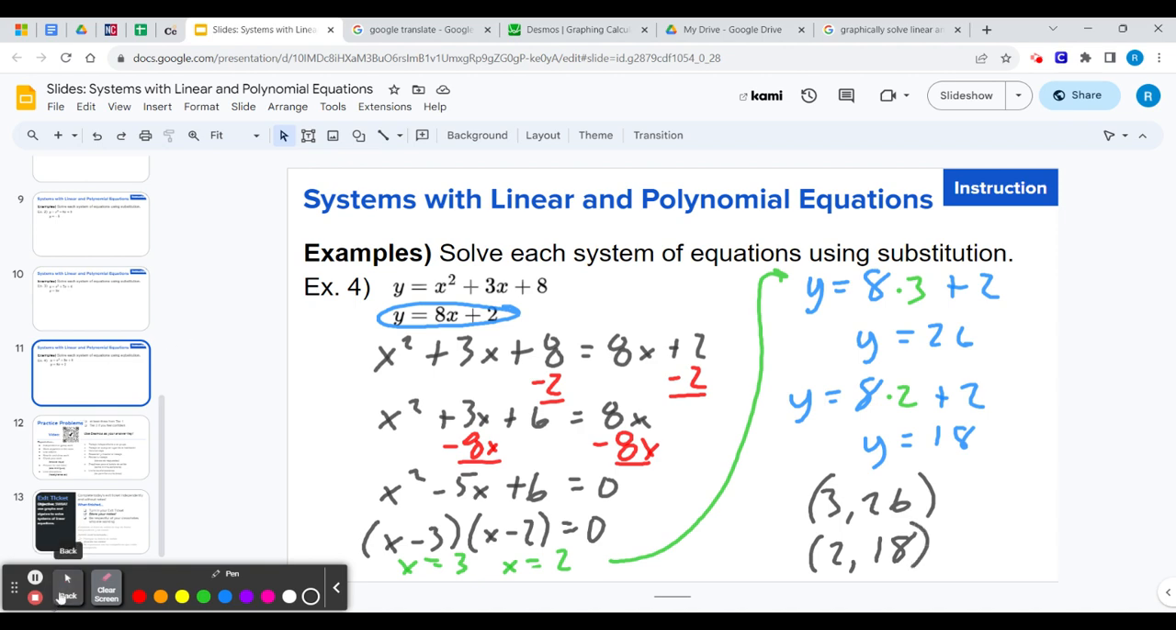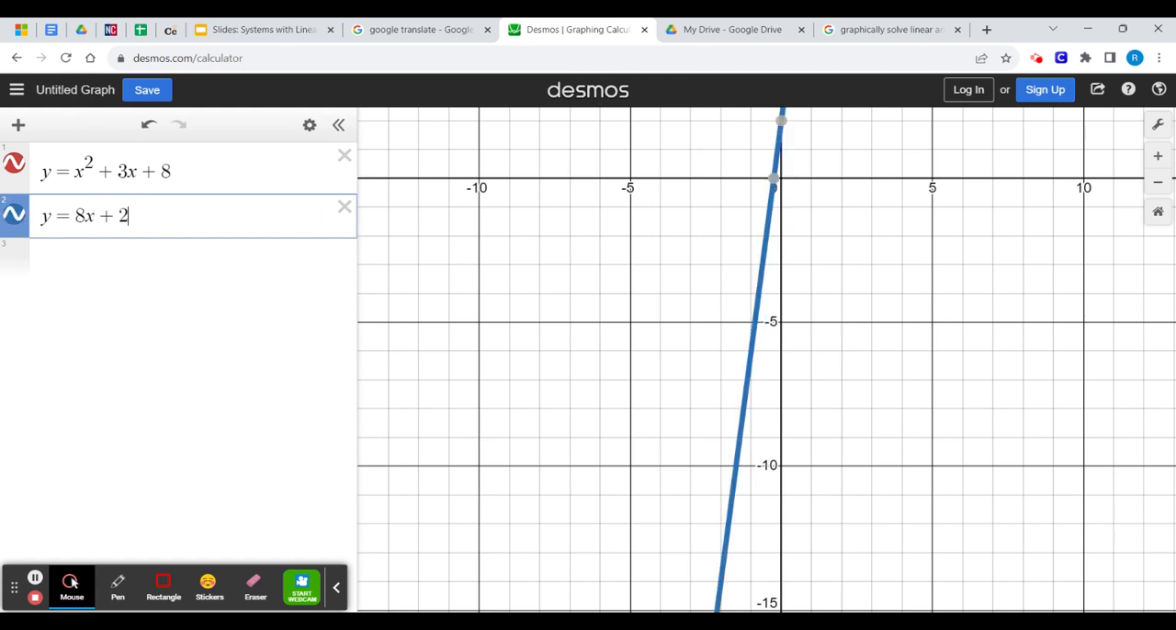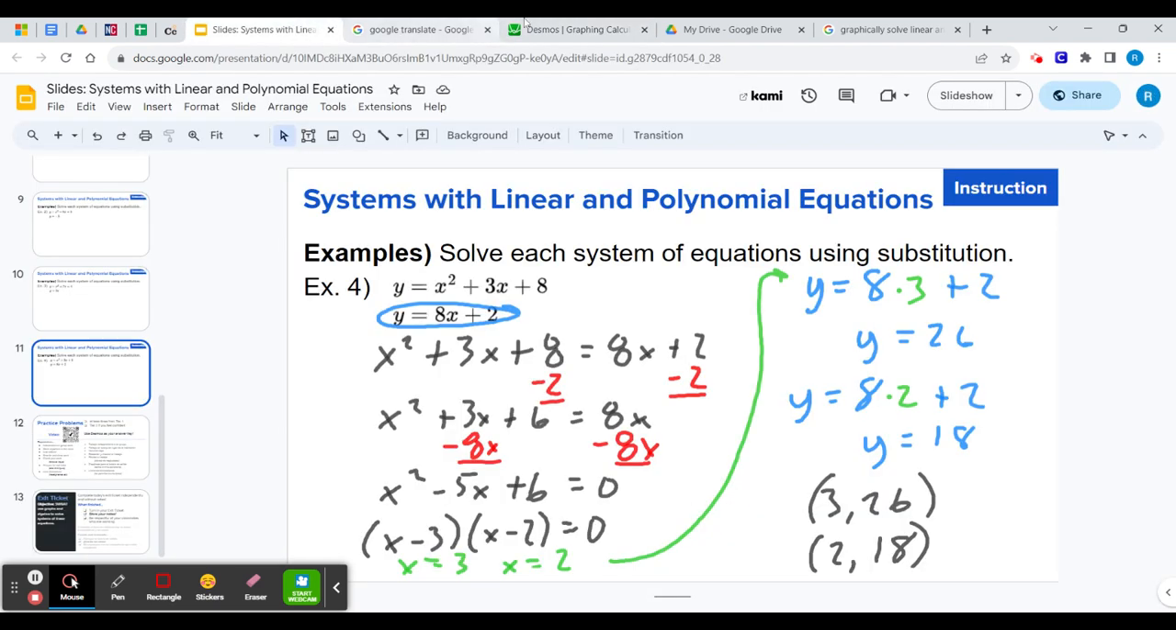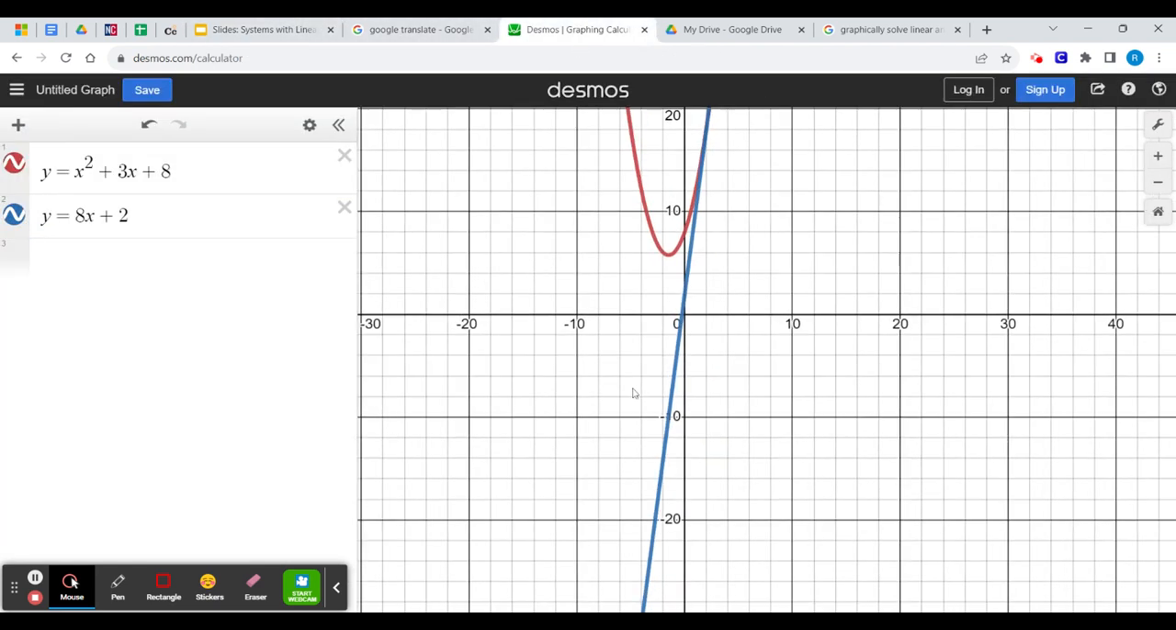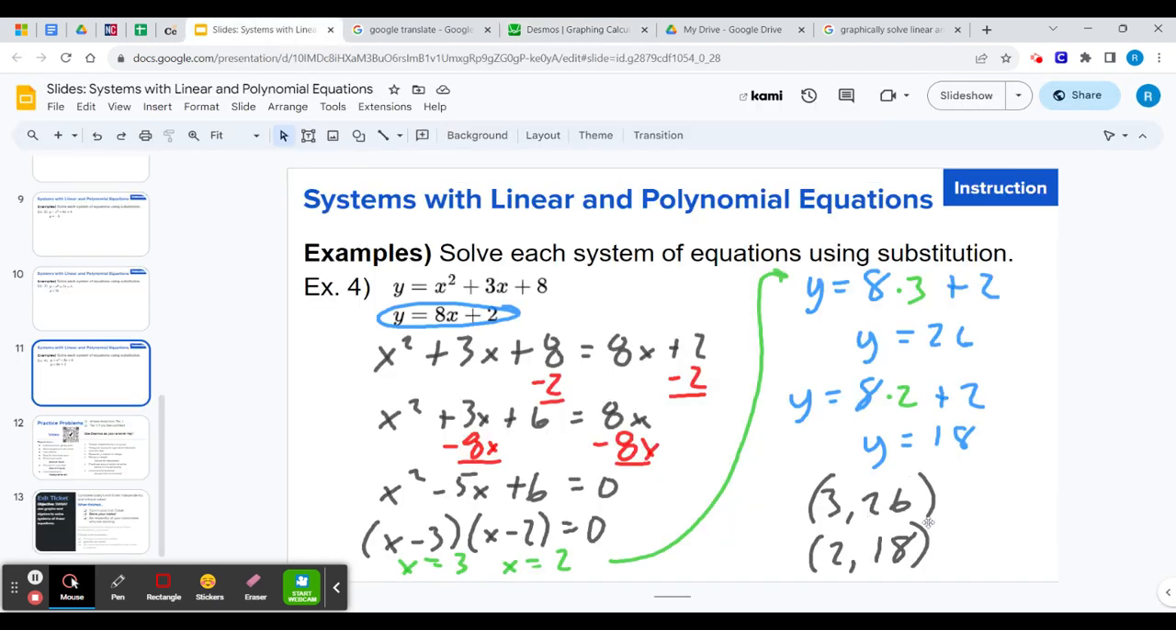Let's check it out in Desmos before we close this out. y equals x squared plus 3x plus 8. And I believe it's 8x plus 2. Let me double check, make sure I did that right. Yep. Going to zoom out here. Let's see where our solutions are. Oh, this is the one that kind of clips it there. We have 2, comma 18 and 3, comma 26. And those indeed match what we have for our algebra solutions.